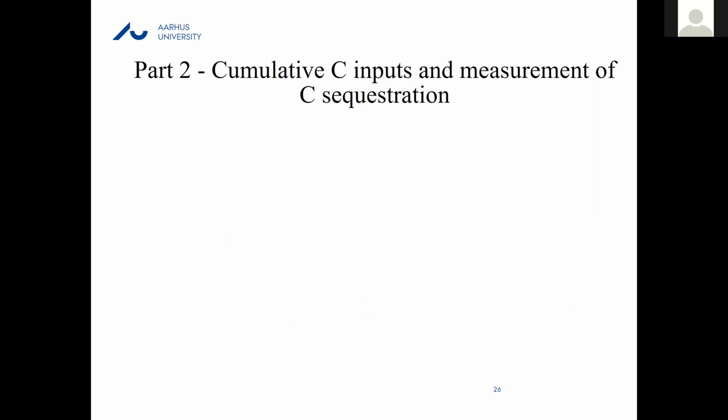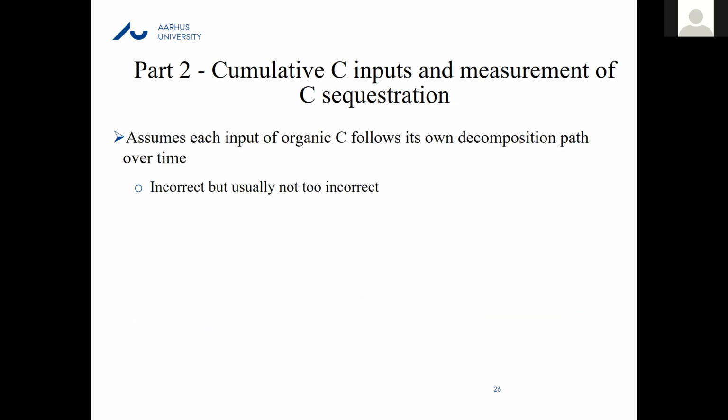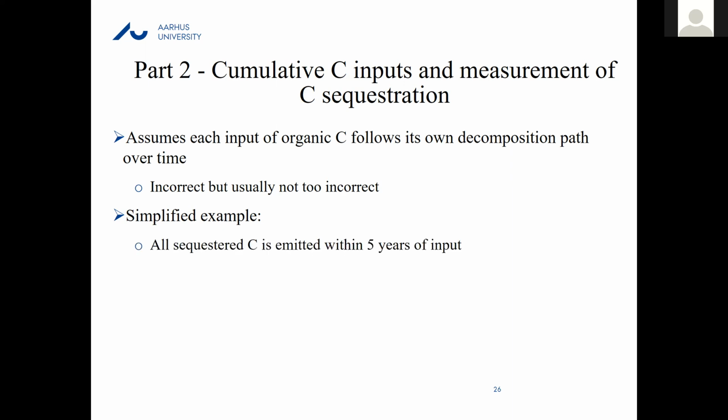Moving now to part two, looking at cumulative carbon inputs. We assume in this method that each annual carbon input follows its own decomposition path over time. It's not strictly correct, but it's not usually too incorrect. I want to illustrate this with a simplified example. This example includes the assumption that all sequestered carbon is emitted within 5 years.